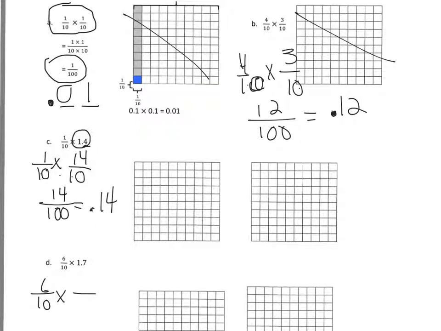So I want you to go ahead and try D. 6/10 times, and I'm going to give you a hint here, there's a 10 on the bottom of that. Did you write 17/10? That's where you should have been writing. So now we're going to multiply across. 100 on the bottom. Go ahead and multiply that 6 times 17. I got 102. I hope you did.